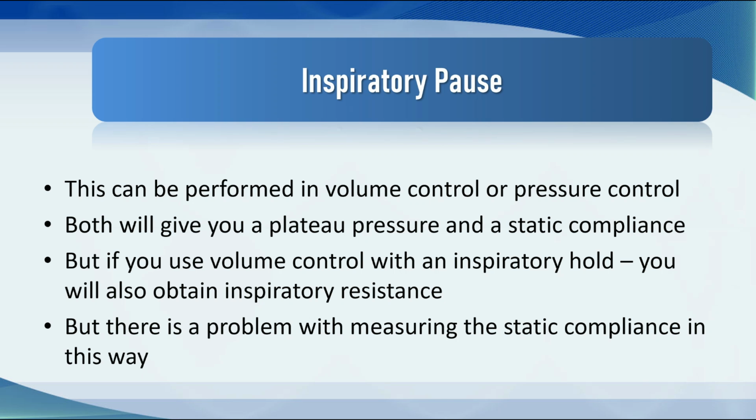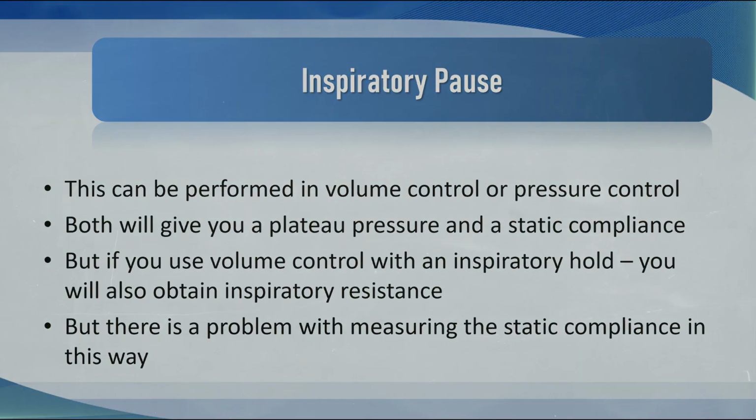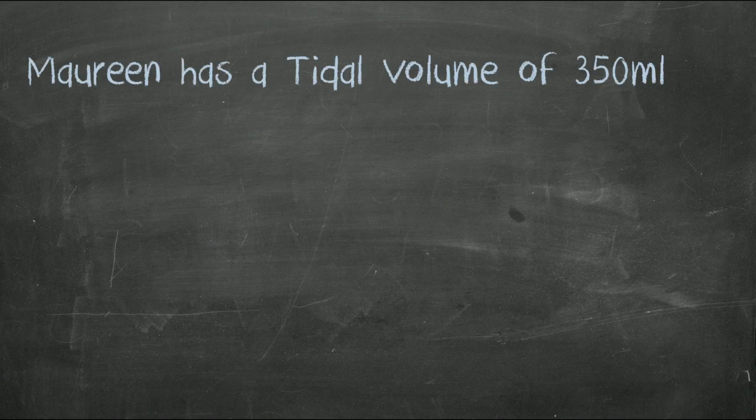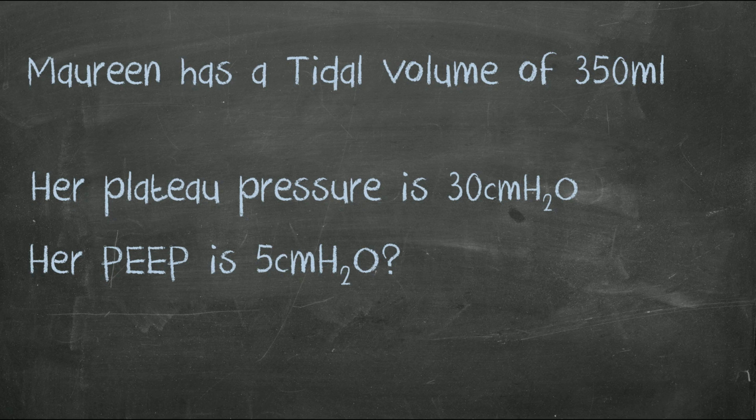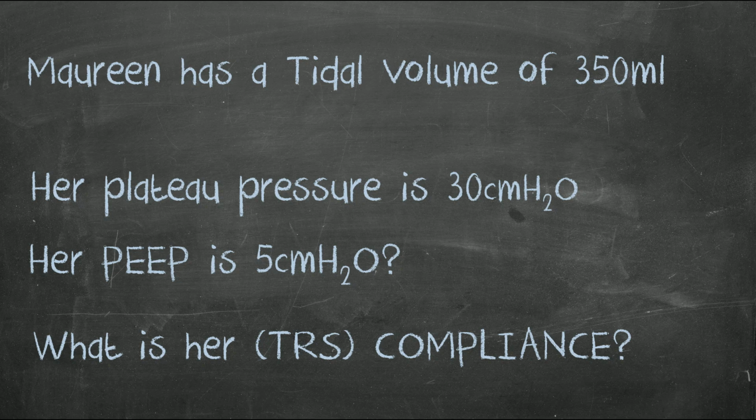So when I'm doing this, I'll usually switch the patient to volume assist control and put on a hold. But regardless of whether you do it in volume control or pressure control, there is a problem with measuring static compliance in this way. Maureen has a tidal volume of 350 mils and her plateau pressure is 30 centimeters of water. Her PEEP is 5 centimeters of water. How do we actually calculate out the total respiratory system compliance? Well, let's work the problem.